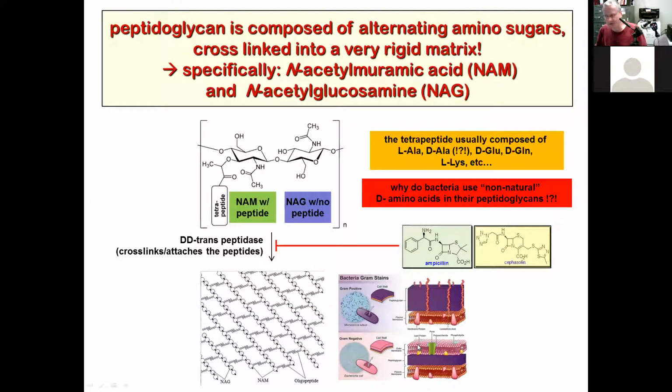And then the beta-lactams are essentially inhibiting this enzyme, and that's how they work. And that's how, if you take an antibiotic, like if you have an infection or something, that's essentially what they're doing: preventing the cross-linking of the cell wall, and that is lethal to the bacteria.